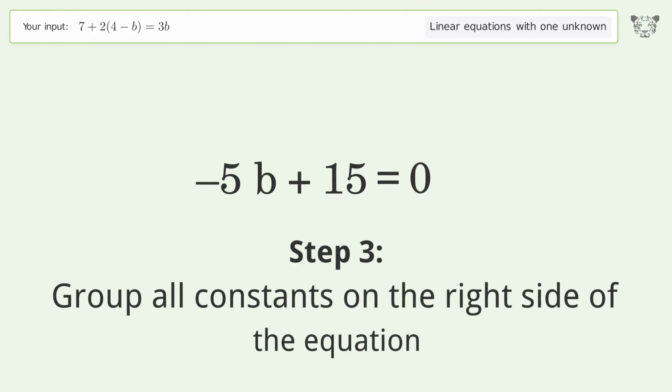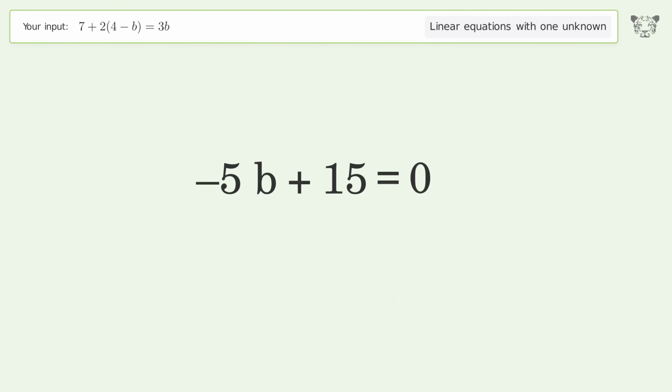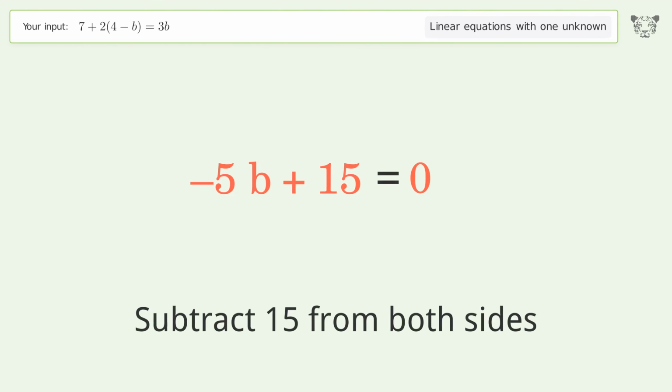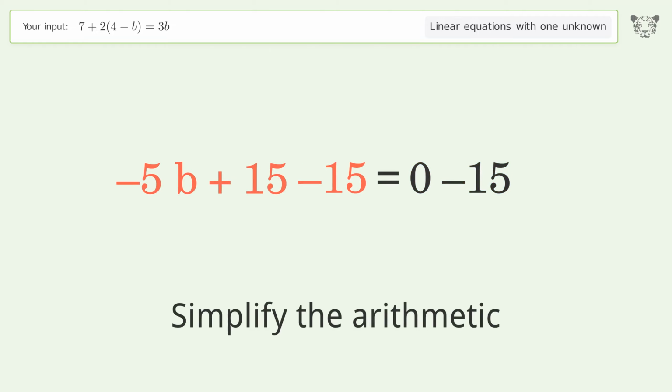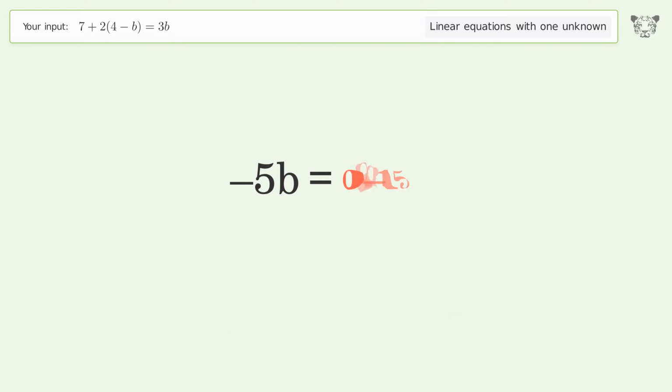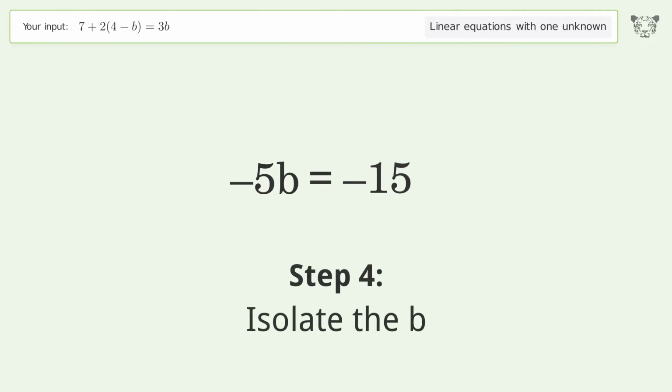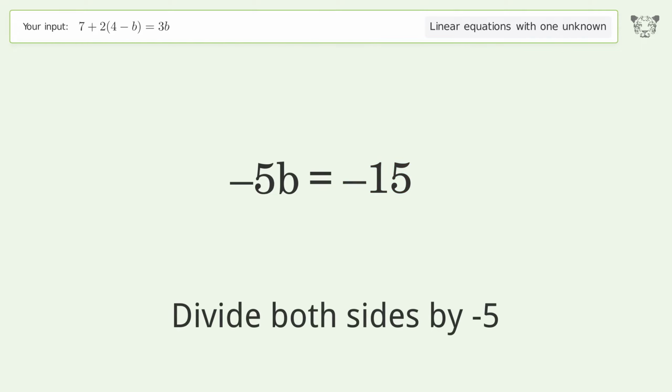Group all constants on the right side of the equation. Subtract 15 from both sides. Simplify the arithmetic. Isolate the b. Divide both sides by -5.